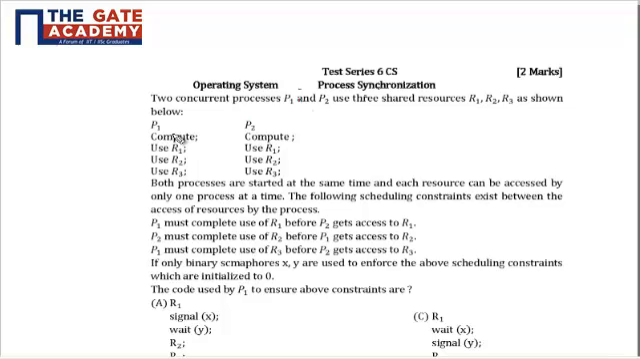Two concurrent processes P1 and P2 use 3 shared resources R1, R2, R3 as shown below. This is the process P1 and process P2. Compute, use R1, use R2, use R3. Compute, use R1, use R2, use R3. Both processes are started at the same time and each resource can be accessed by only one process at a time. The following scheduling constraints exist between the access of resource by the process.